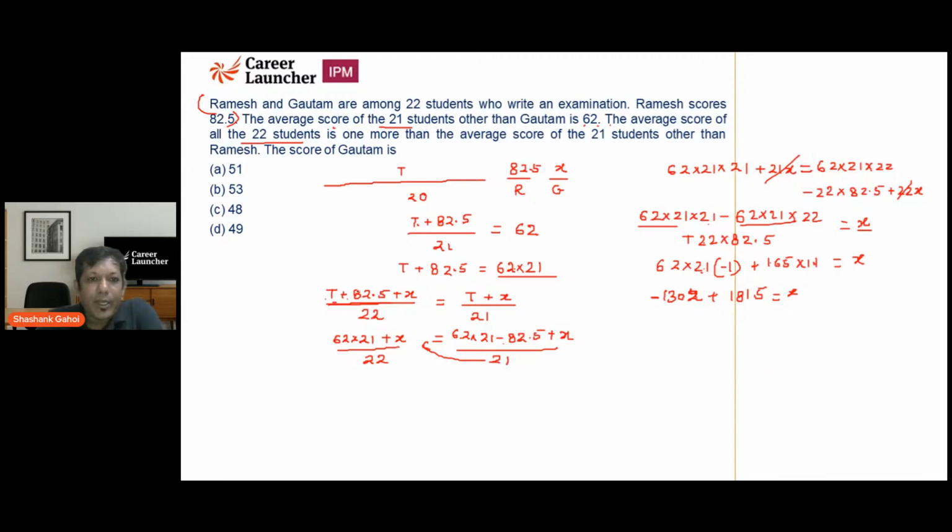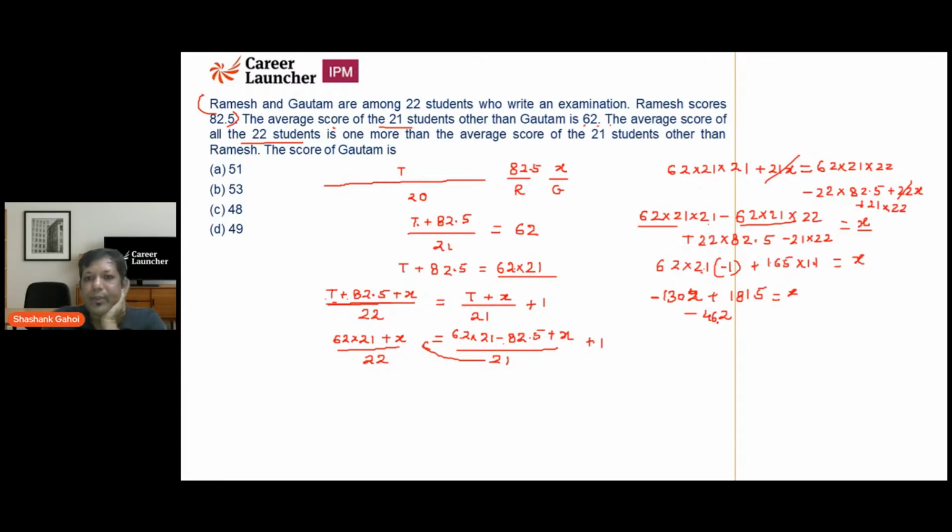The mistake I have made is that this average is 1 more than this average. So it is going to be plus 1, right? Now when you take the LCM, it is also going to be plus 21 into 22. So this is the mistake I have been making. So it is going to be minus 21 into 22. So it is going to be what? 22 ones are 22, 22 twos are 44 plus 2, 46.